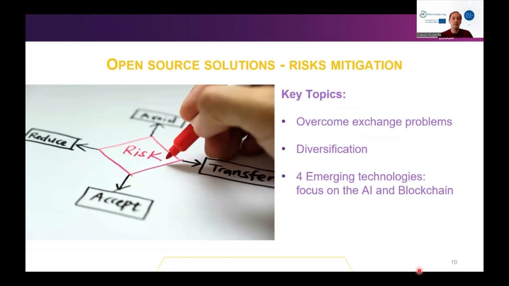Our sixth course, Open Source Solution Risk Mitigations, focuses on identifying and mitigating risk associated with open source solutions. We'll explore strategies for overcoming exchange problems, discuss diversification as a risk management strategy, and examine emerging technologies such as artificial intelligence and blockchain. Through practical insights and case studies, you will learn how to effectively manage risk associated with open source solutions and safeguard your organization's interests.